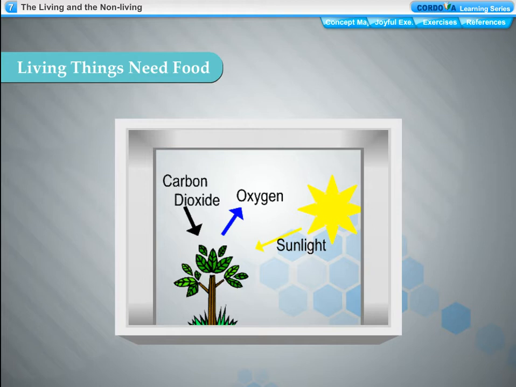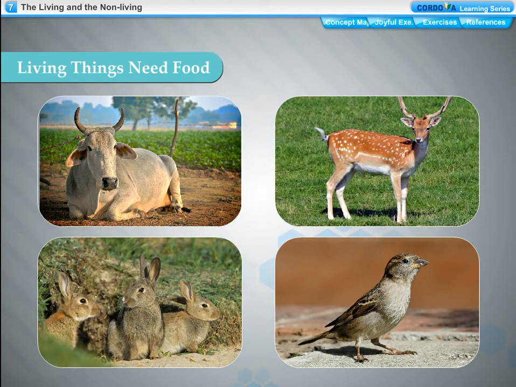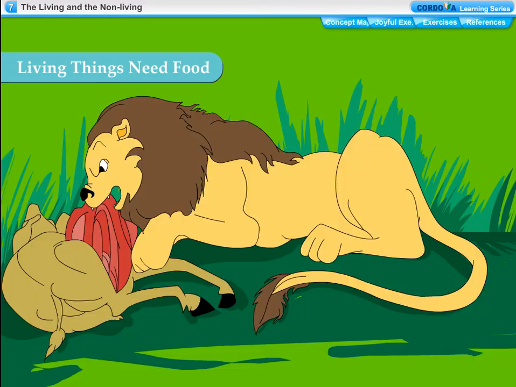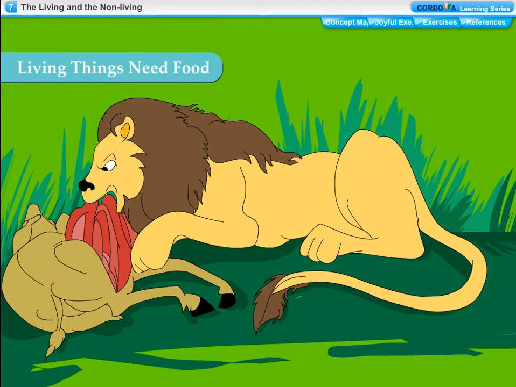So, green plants are called autotrophs. All animals get their food from plants and other animals. They are called heterotrophs. Animals like cows, deer, rabbits, and birds eat only parts of plants such as leaves, stems, roots, fruits, and seeds. Animals like lions, tigers, and leopards kill and eat small animals.